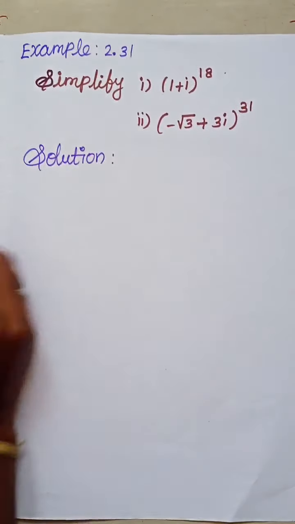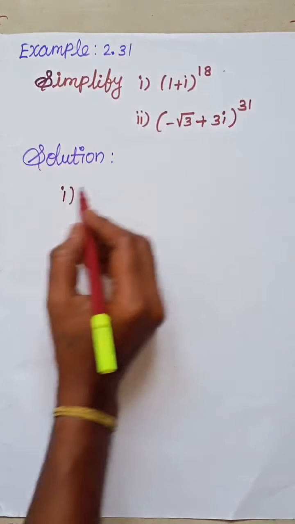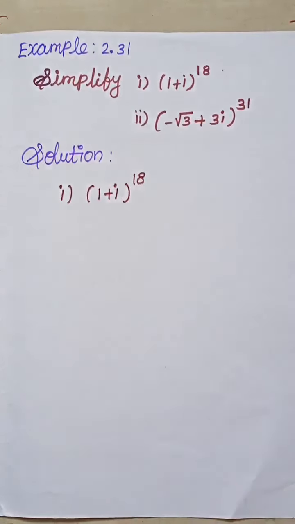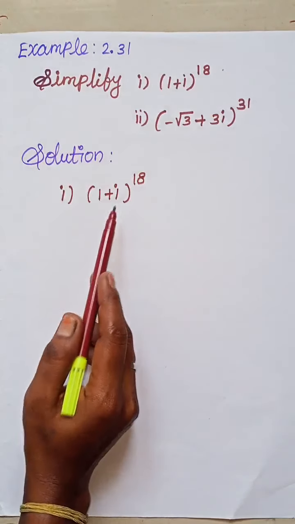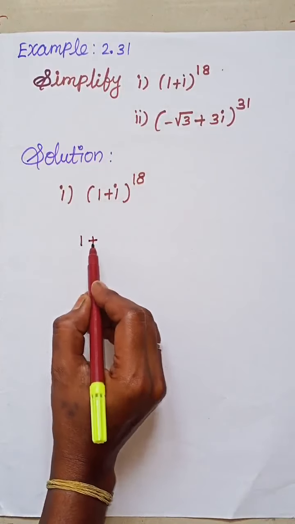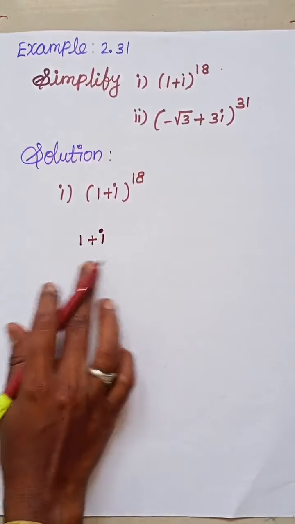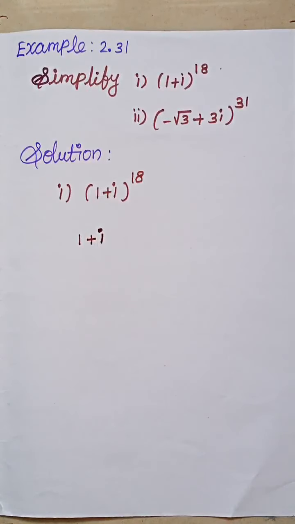Now see the first sum solution. The given question is (1 plus i) to the power 18. First simplify within the bracket. Within the bracket exists 1 plus i, which is in the form of x plus iy. It is a form of complex number.